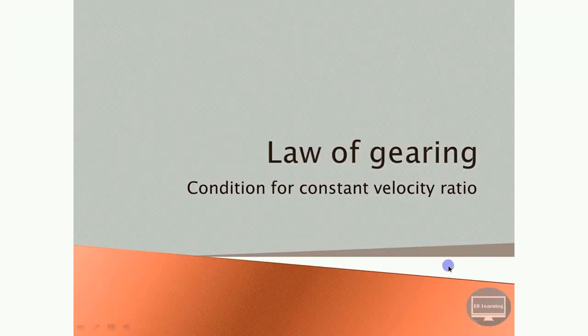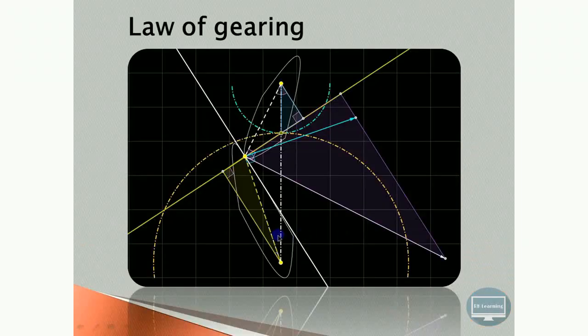Let us try to understand what is the law of gearing or condition for constant velocity ratio. Here we have shown two teeth, or two gears, which are in mesh with each other. This is gear 1 and gear 2. Their respective centers are O1 and O2.